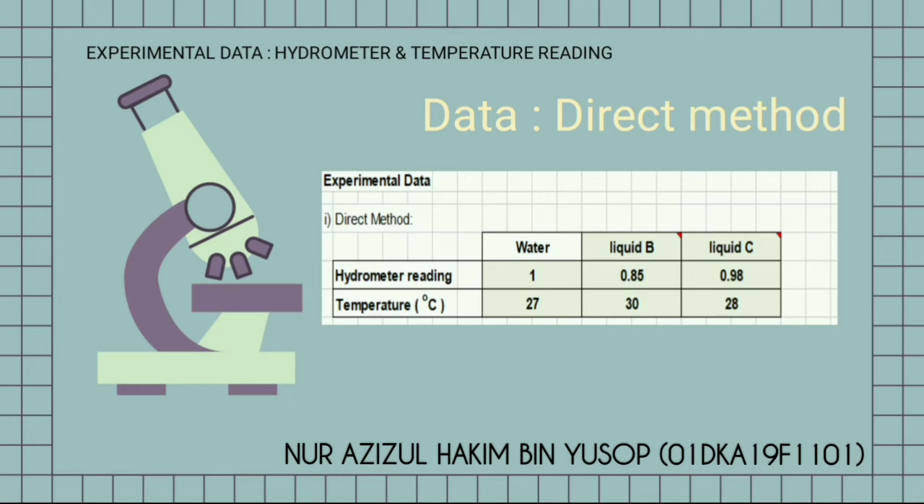Now, I would like to present the experimental data about hydrometer and temperature reading. First of all, you can see the data looks so simple because this is the data from the direct method. Let's take a look at the columns. They show water, liquid B and liquid C. For the rows, they show the hydrometer reading and temperature in Celsius. The data is taken from the experiment that you have done.